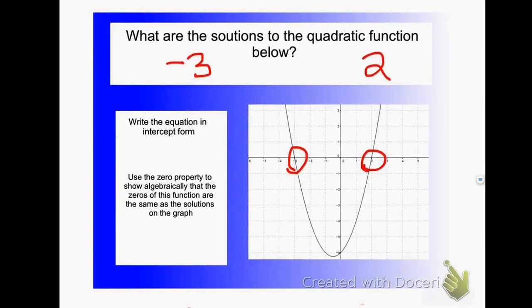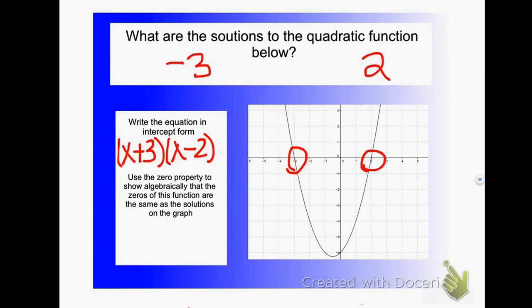I want to write it in intercept form, so I need my two parentheses. x, the opposite of -3 is +3, times x, the opposite of 2 is negative 2. So in order to use the zero property, I want to set each factor equal to 0.